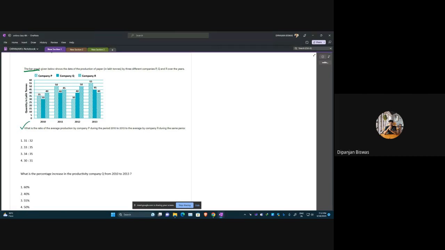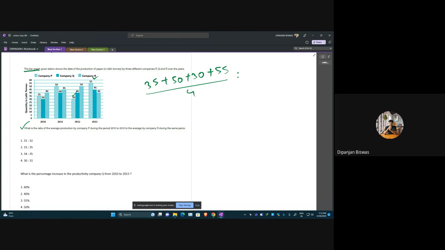Again, here a ratio has been asked. What is the ratio of average production of company P during 2010 to 2013 and company R during the same period? So we have been asked the average production of company P during 2010 to 13, so all the 4 years. Company P is here 35 plus, here it was 50. Again, here it was 30. In 2013, it was 55. And divide by 4 to get the average.